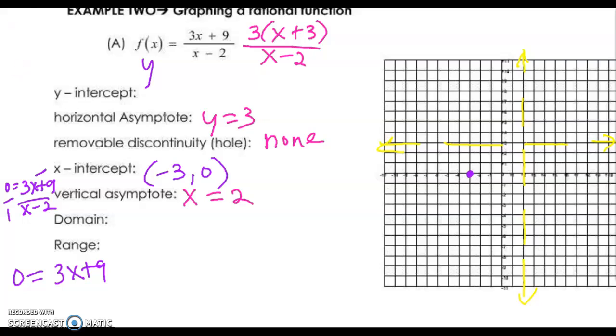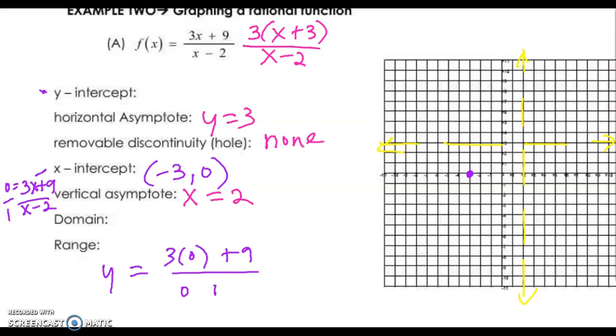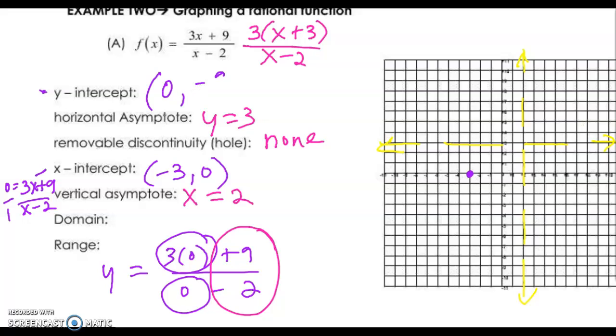Okay, now the y-intercept. I know it's up here, but I'm just going to work down here. The y-intercept is along the y-axis, so I'm going to plug in 0 for x and see what I get for y. We don't have to do this, but I'm just going to do it anyway. You can see these two terms are going to end up being 0, so really the y-intercept is at -9/2. So when x is 0, y is -9/2.